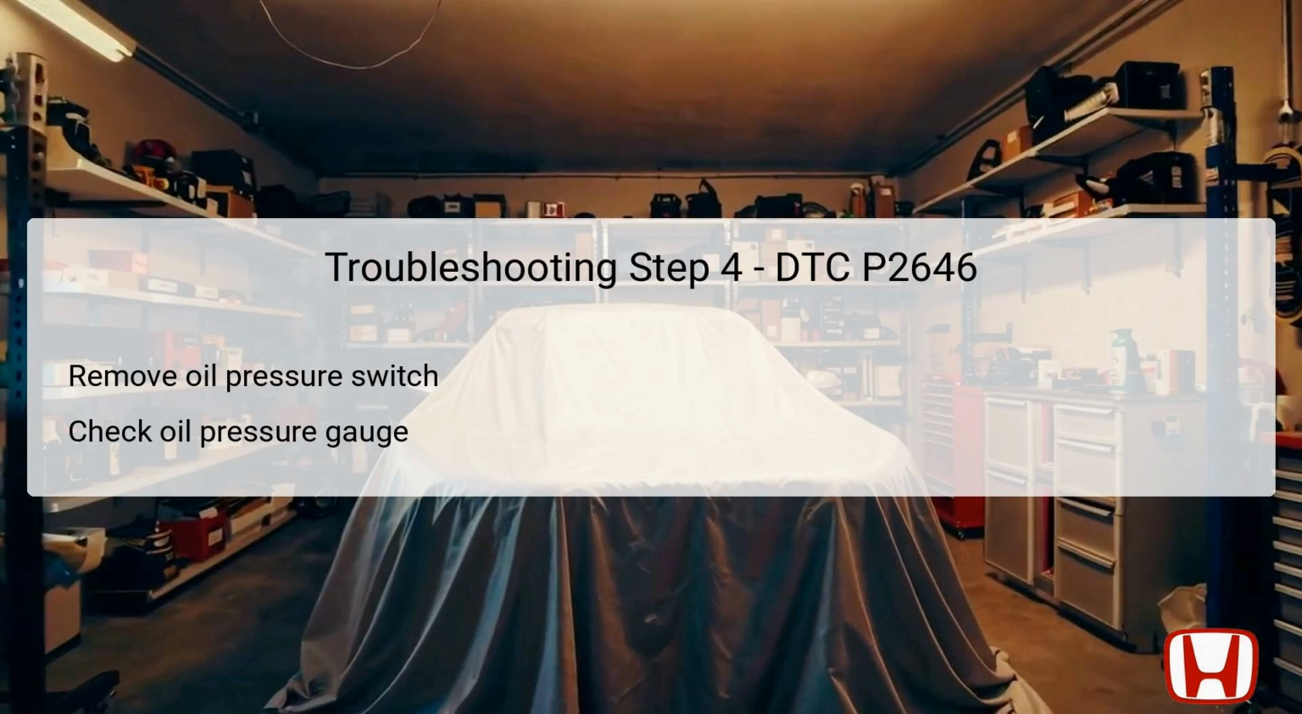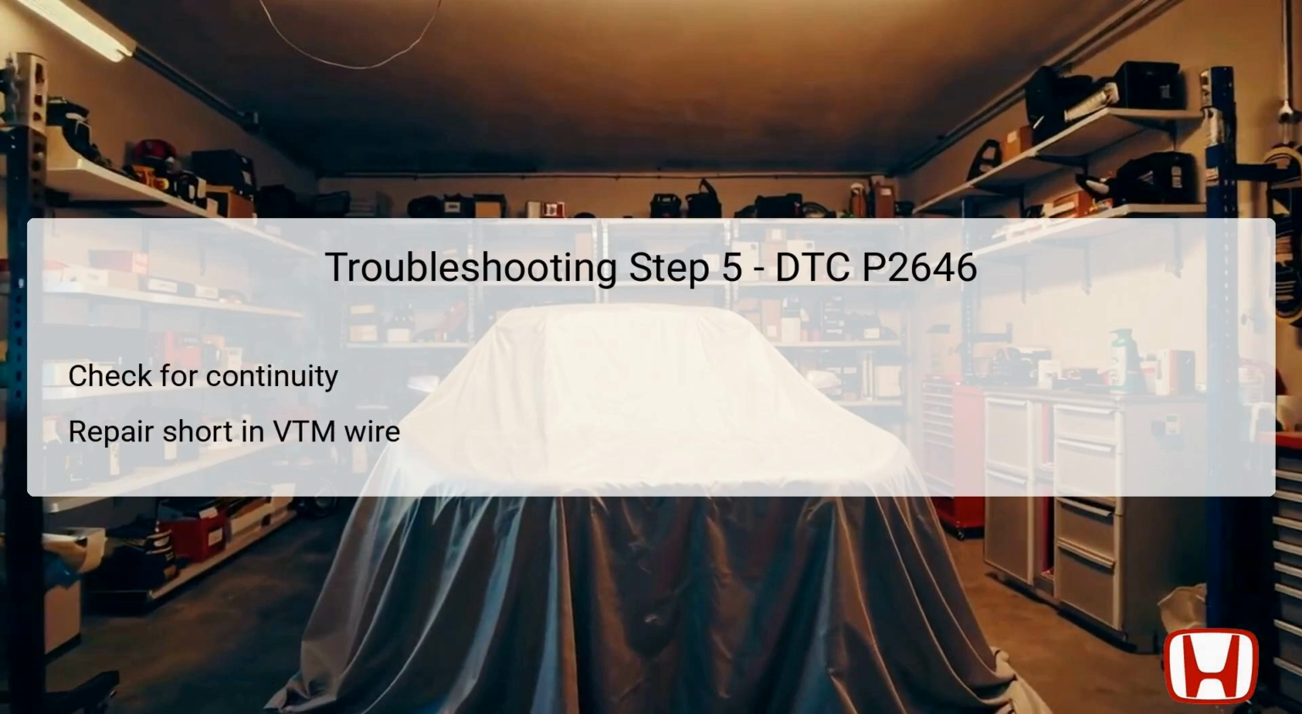If the pressure reaches the specified value of 392 kPa, or approximately 56.9 psi, it's time to replace the rocker arm oil pressure switch. Otherwise, further inspections within the VTEC system should commence.